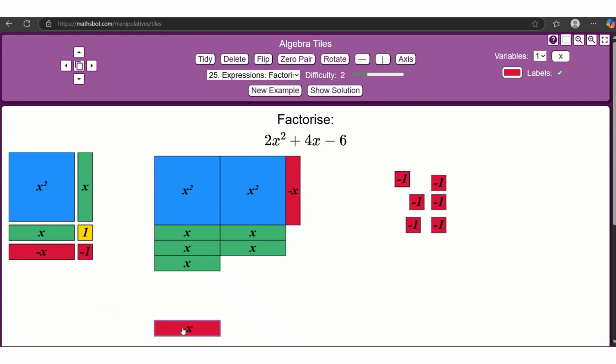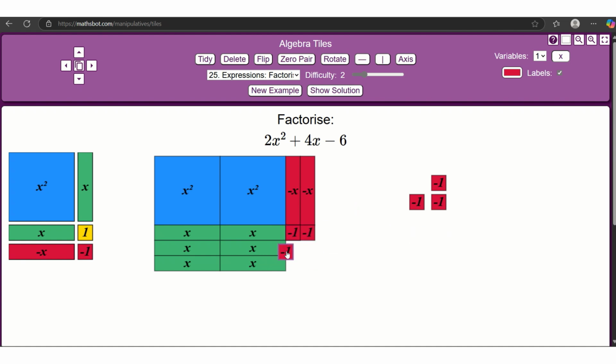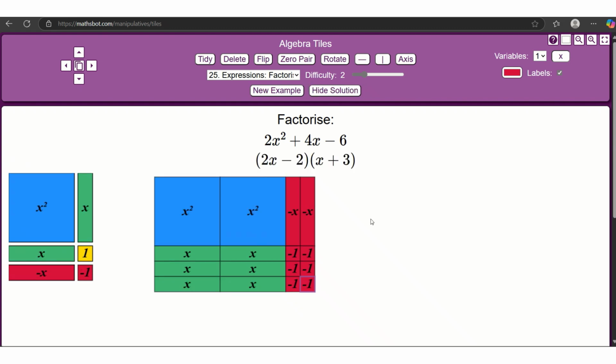So I'm going to bring in another 0 pair, and you can do that as many times as you want. So as long as I'm bringing in 0, we're good. And let's rotate that. And now let's see if we can get these ones to fit. Positive times a negative. So let's take a look. Oh, looky here. And it does work. So going across the top, this is 2x minus 2, because it is negative on each side. So 2x minus 2 and x plus 3.